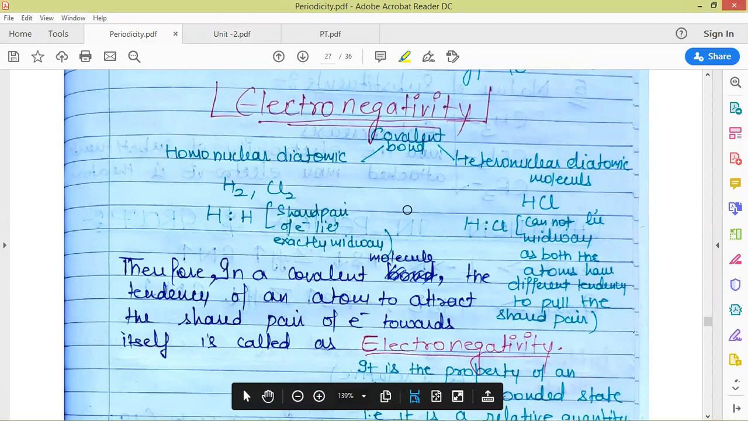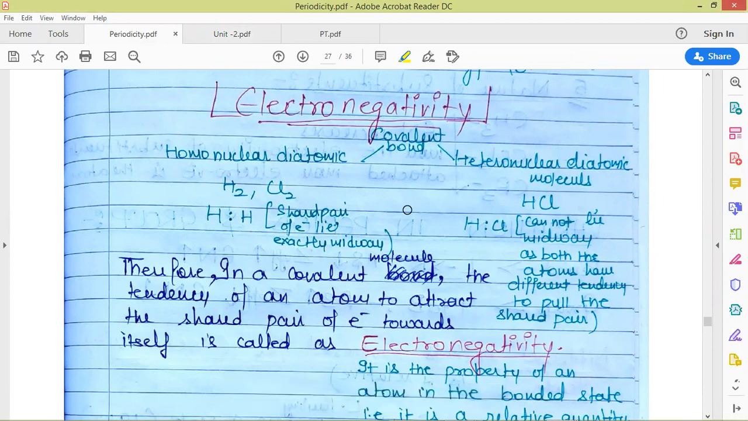Whenever two similar atoms are bonded together, say we have two hydrogens bonded together, the electrons which they are sharing, that means it is a covalent bond between them, and this covalent bond has been formed by sharing of two electrons, and the shared pair of electrons lies exactly midway. So there is no role of electronegativity in the case of homonuclear diatomic molecules.